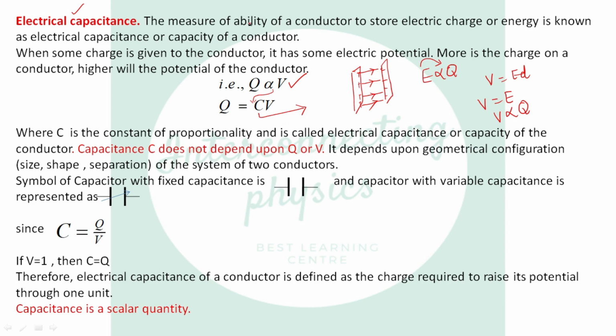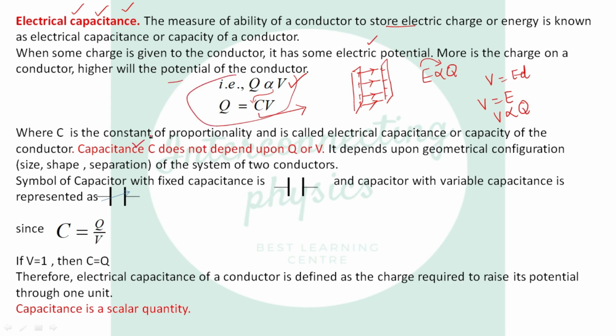The measure of ability of a conductor to store electric charge. It is the ability of a conductor to store electric charge. If a capacitor stores more charge, then it has more capacitance. If it stores less charge, then it has less capacitance. When some charge is given to a conductor, it has some electric potential. More is the charge on the capacitor, higher will be the potential. So we can write like this.